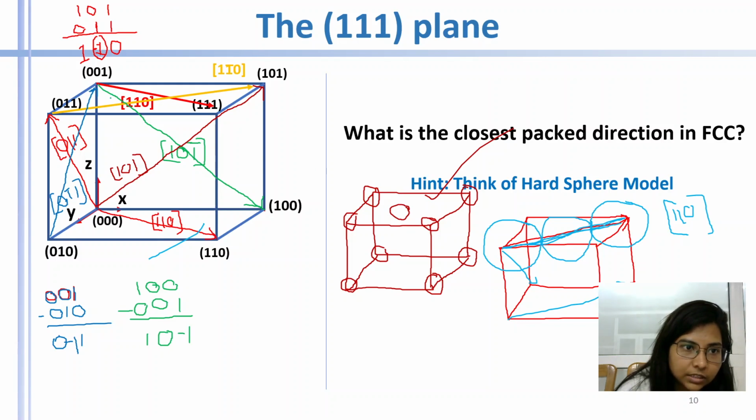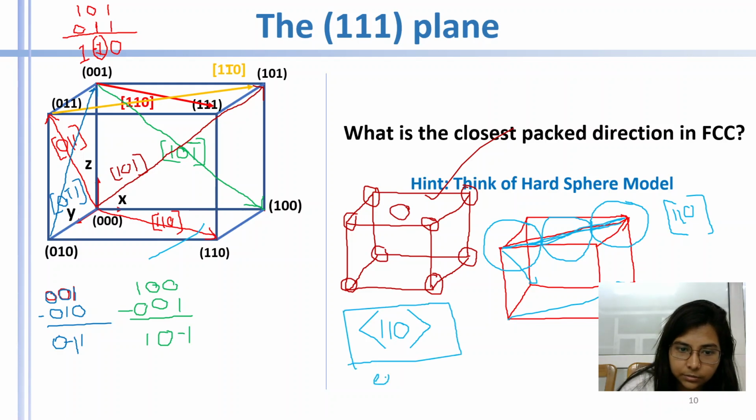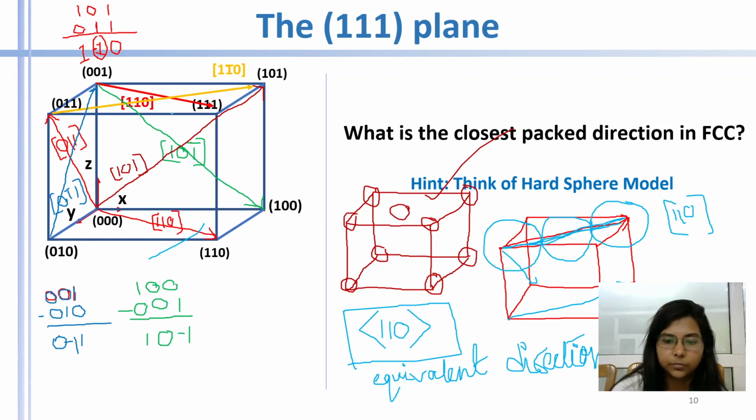So we have seen here, right? So this is 110. This is 110. Now this is what? This is 011, which is equivalent to 110. Then this is 011 ones. So equivalency of planes is written in curly brackets. In directions, how to write that? We write using these brackets. So these notations are very important in crystallography. So this means all the equivalent directions. Okay, so let's move on.